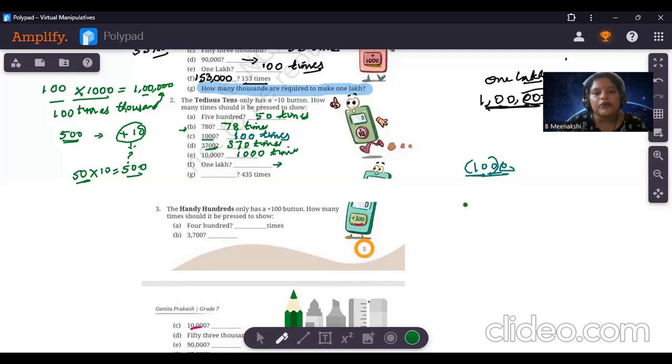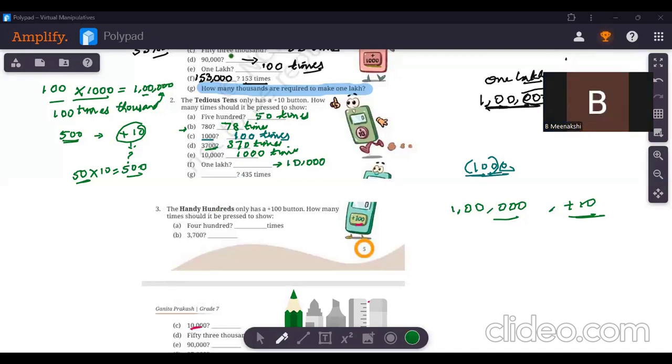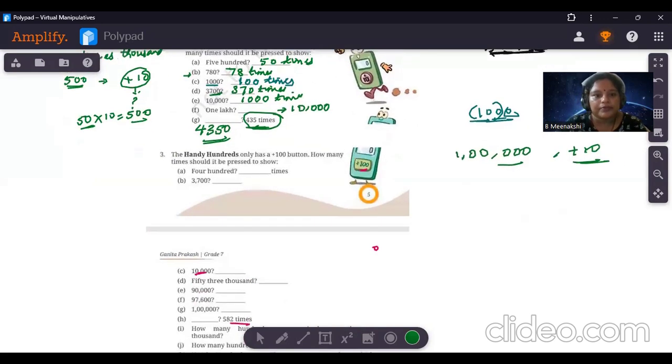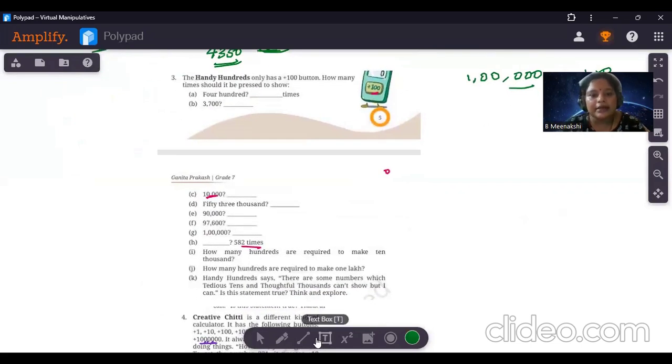For 1 lakh, I will give you a hint. 1 lakh has 5 zeros and we have a plus 10 button. Now can you guess what the number is? Yes, it is 10,000. We need to press plus 10, 10,000 times. Now here it is given that 10 is pressed 435 times. So the answer is 4,350.